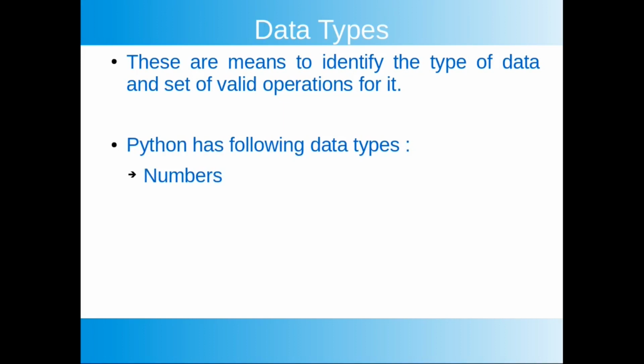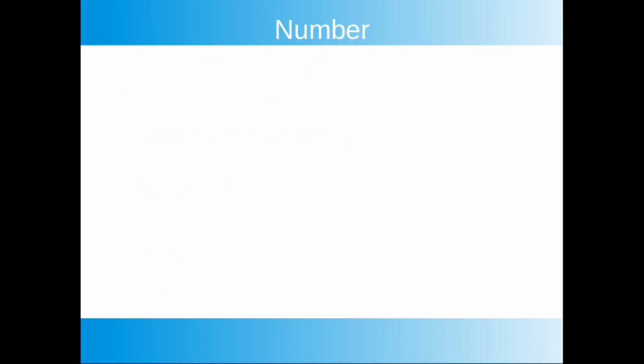First is your numbers, then comes the string, then the list, then tuples, and the last is your dictionaries. So let us see these data types one by one. First, the numbers. Python offers the following data types to store and process different types of numeric data.